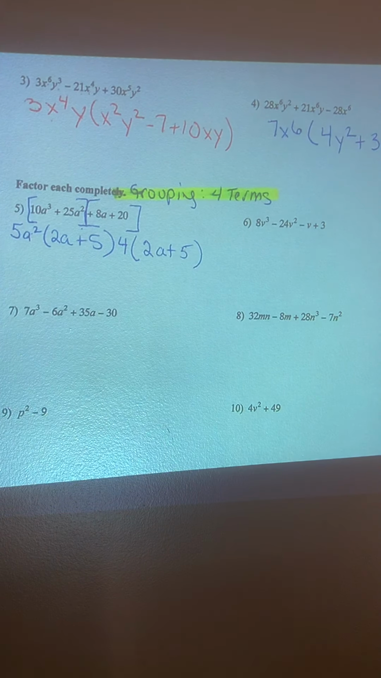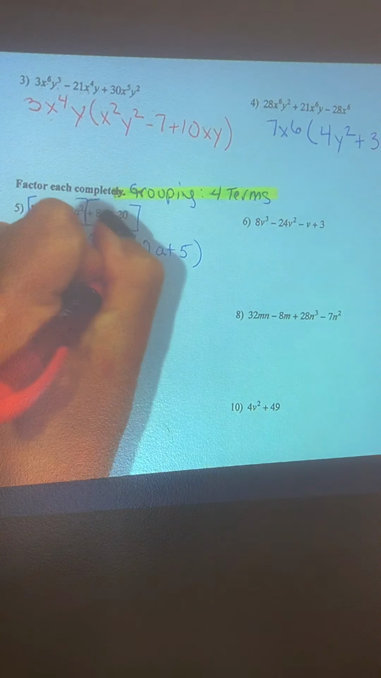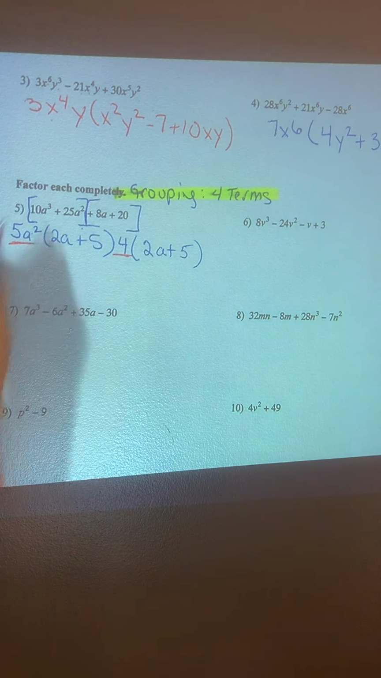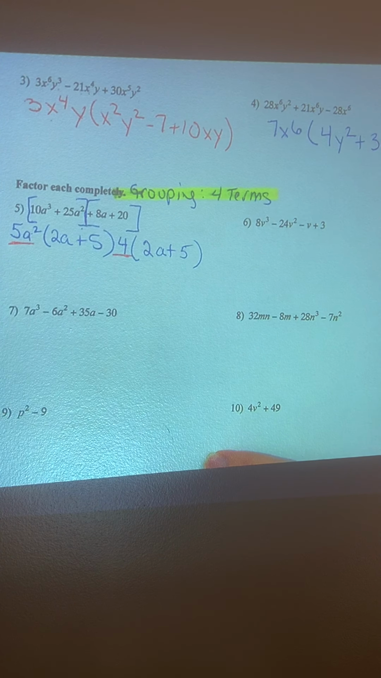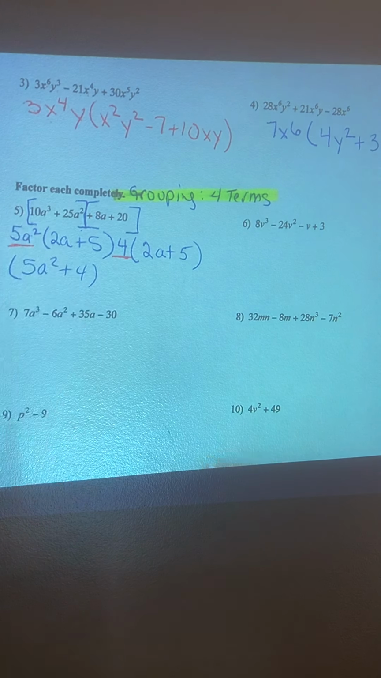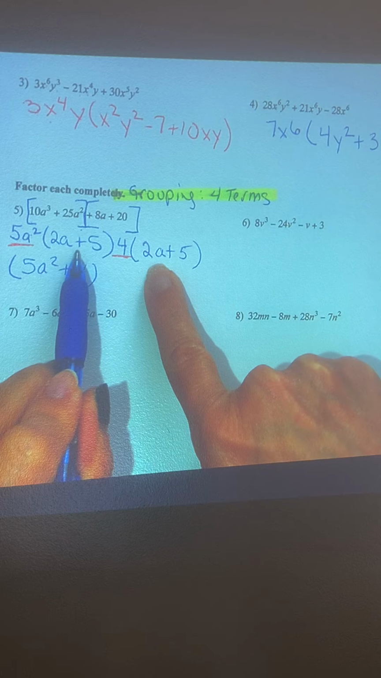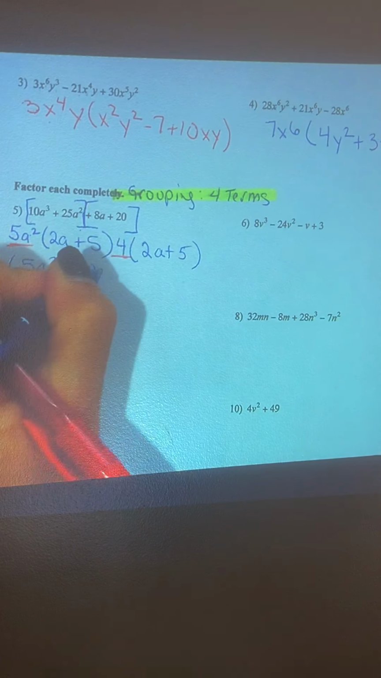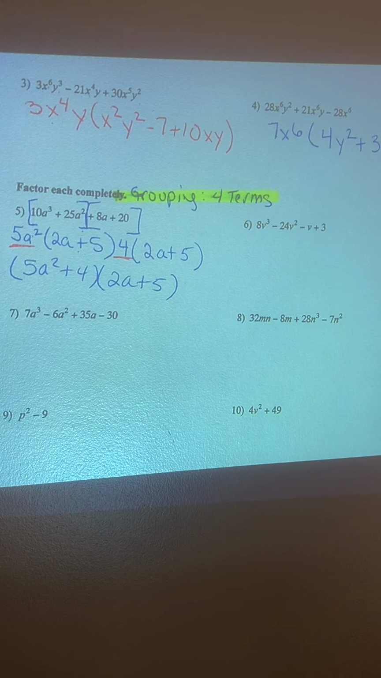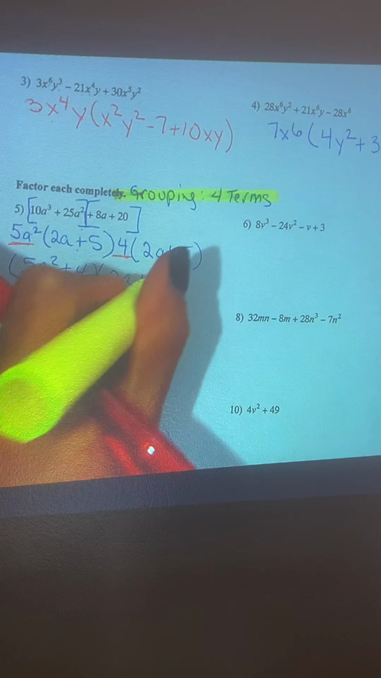Sorry about that. Step 3, take what is outside. What is outside is the 5a and the 4. Put that as your first binomial. So we put that as 5a squared plus 4. The last step is take what is inside, make sure it's the same, which it is. If it's not, you messed up on your math. And put that as your second binomial. And that is grouping.